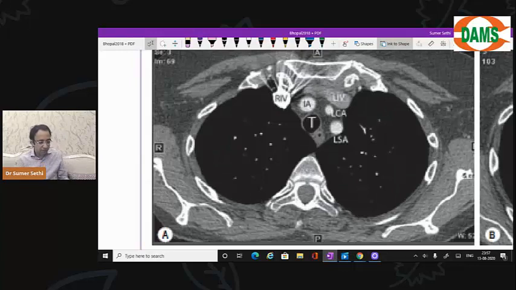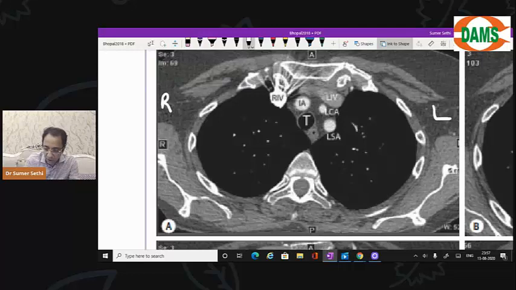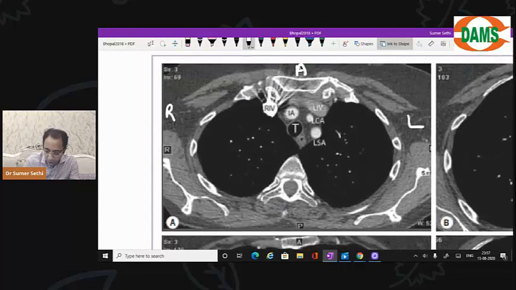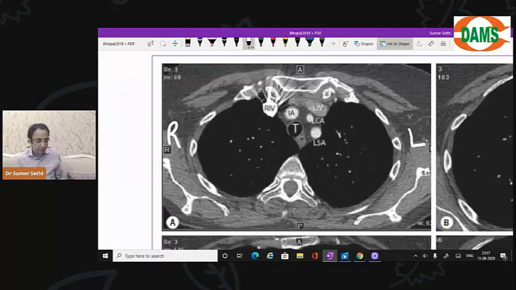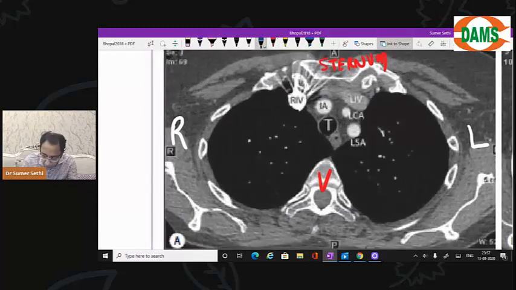Now let's see if you can answer. Everybody look: right side, left side, anterior, posterior. So we are able to see right side and left side. Once you are able to see with me that this is your sternum, anteriorly placed sternum, posteriorly you have the vertebra. Just behind the sternum we have two veins.